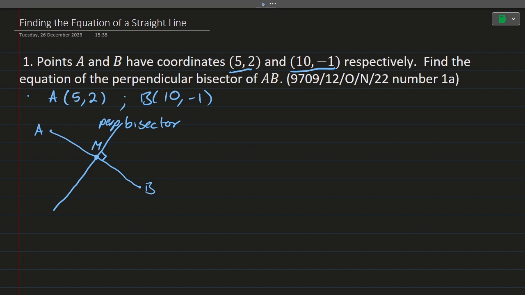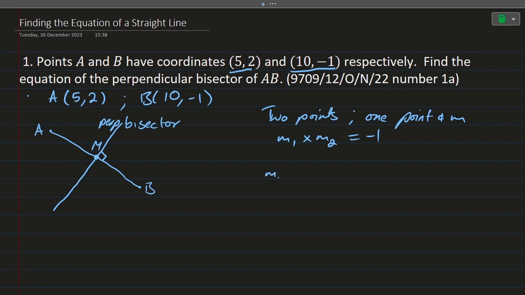So to find the equation of a line, we either need 2 points or we need 1 point as well as the gradient. So in this case, it's easier to find the coordinates of the midpoint as well as the gradient of the perpendicular bisector. So to find the gradient of the perpendicular bisector, we'll use the idea that the product of the gradients of perpendicular lines is equal to -1. So if we can find the gradient of AB, we can find the gradient of the perpendicular bisector.